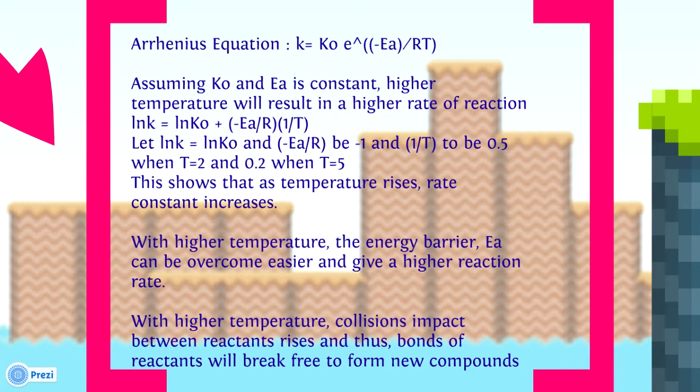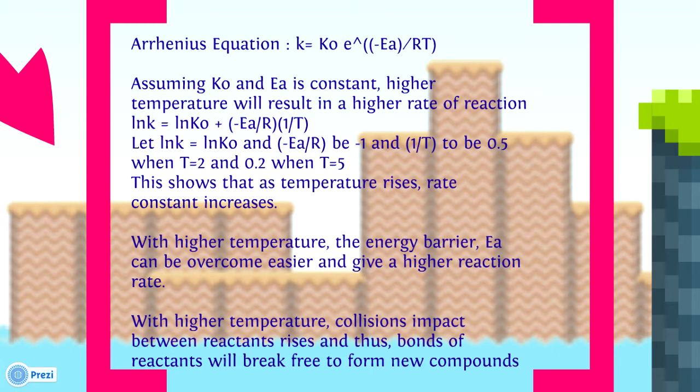by temperature in Kelvin. Assuming K0 and EA is constant, higher temperature will result in a higher rate of reaction. To prove this, we'll rearrange the variables of the equation into ln K equals ln K0 plus negative EA over R multiplied by 1 over T.